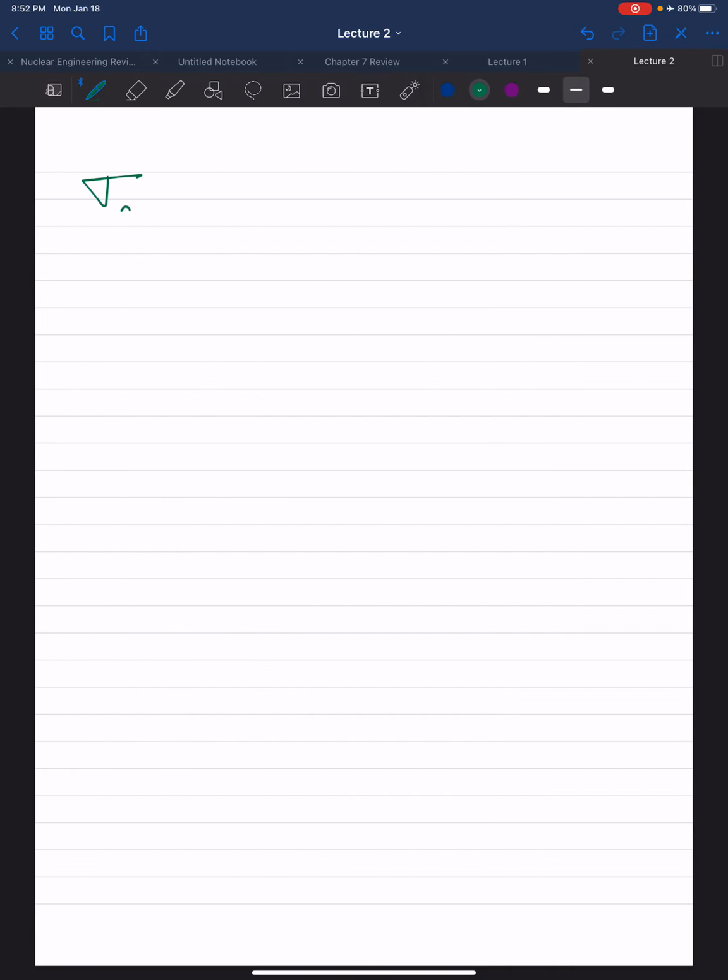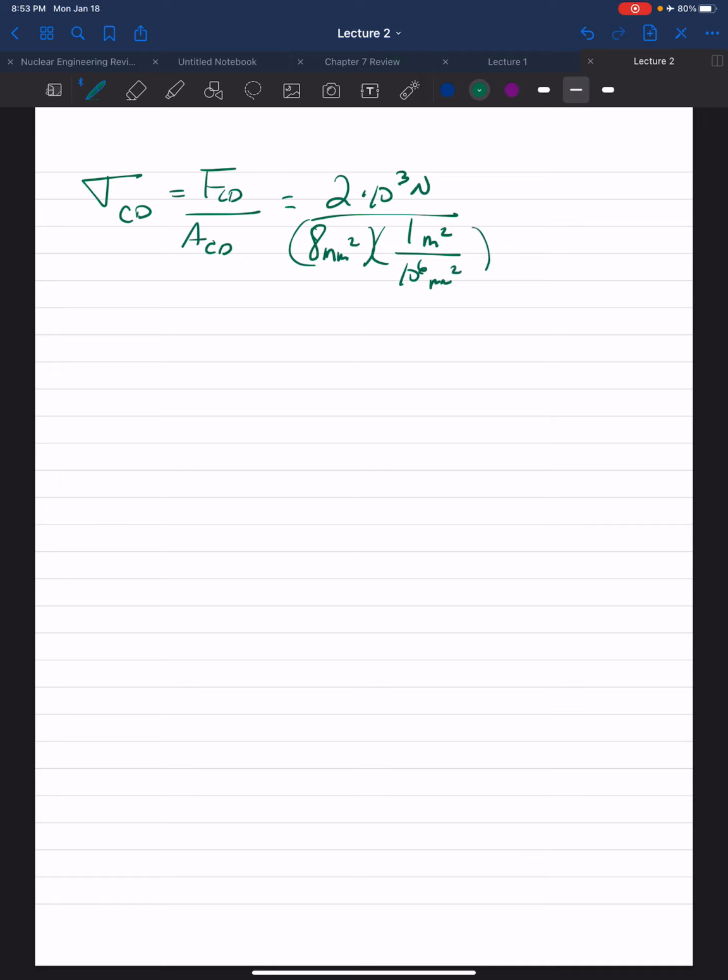For rod CD, FCD over the area in rod CD. FCD we said was 2 kilonewtons, so that's 2 times 10 to the 3 newtons. The area given in this rod was 8 millimeters squared. What we need in meters squared, times 1 meter squared is 10 to the 6 millimeters squared. The average normal stress in rod CD is 250 megapascals. 1 newton per meter squared is 1 pascal.